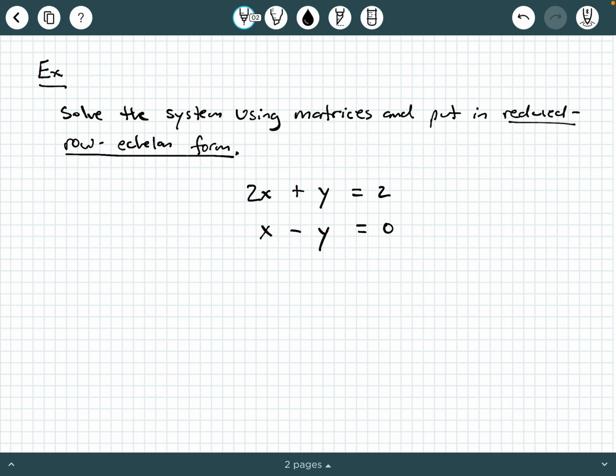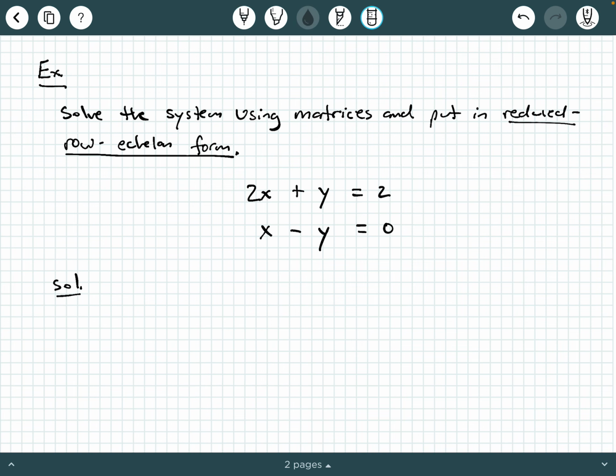In this example, we are being asked to solve the system of equations using matrices and put the system in reduced row echelon form. Now, this system is the same system that we saw in a previous example, so we should know kind of what we're getting to. You could flip back a couple pages in your notes and see how we solved this system before. This is the one that we put in matrix form, and we did some matrix manipulations, and then we did back substitution. But now we're not going to use back substitution. We're going to put this in fully reduced row echelon form.